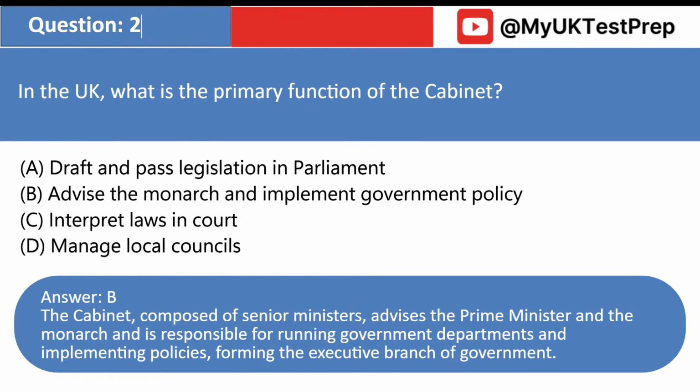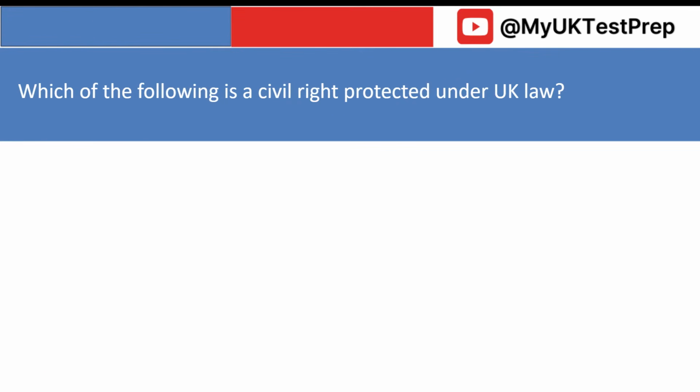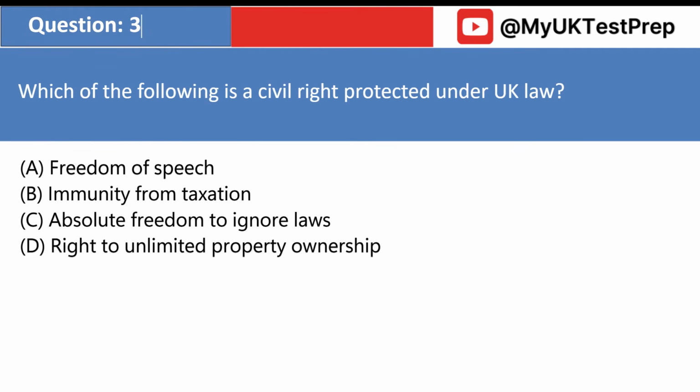The Cabinet, composed of senior ministers, advises the Prime Minister and the monarch and is responsible for running government departments and implementing policies, forming the executive branch of government. Which of the following is a civil right protected under UK law? A. Freedom of speech. B. Immunity from taxation. C. Absolute freedom to ignore laws. D. Right to unlimited property ownership.